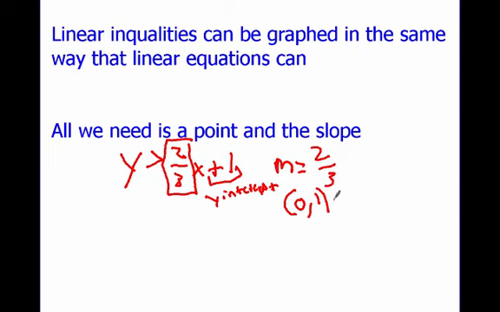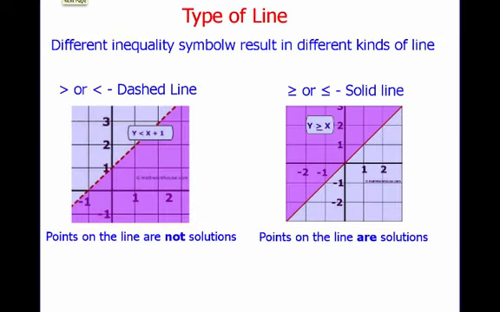So if I wanted to come up with another point, well, I know I'm going to go over 3 and up 2, so I can say that the next point could be like 3, 3. Right 3, up 2, 3, 3. Now that I have these 2 points, I can graph them. So it's pretty similar to graphing an equation, except just like we did with our other inequalities, we have to talk about shading and what kind of line we're going to deal with.